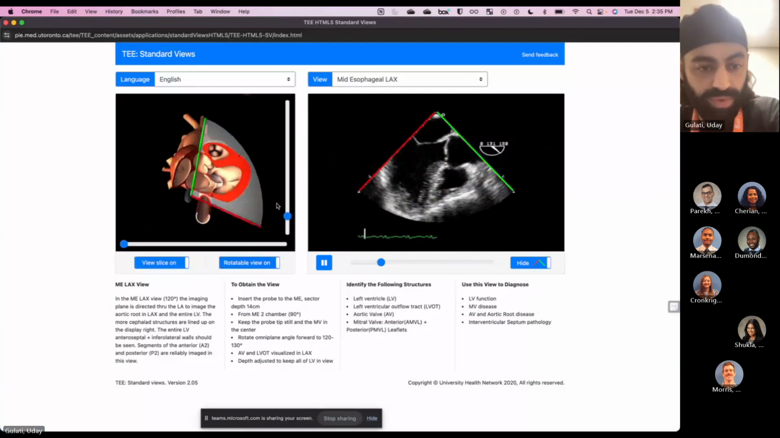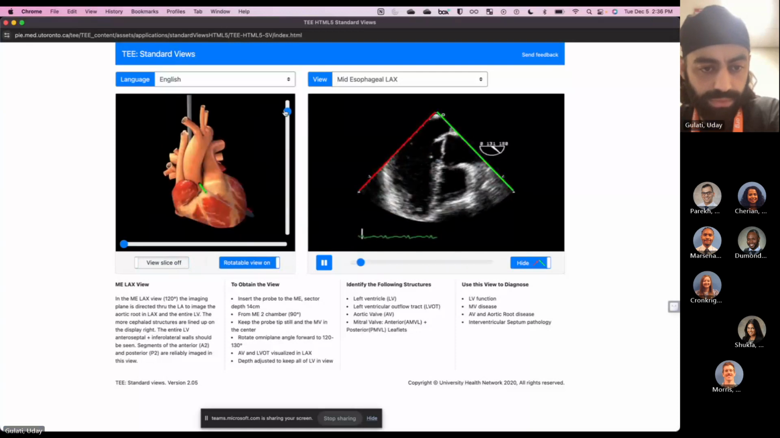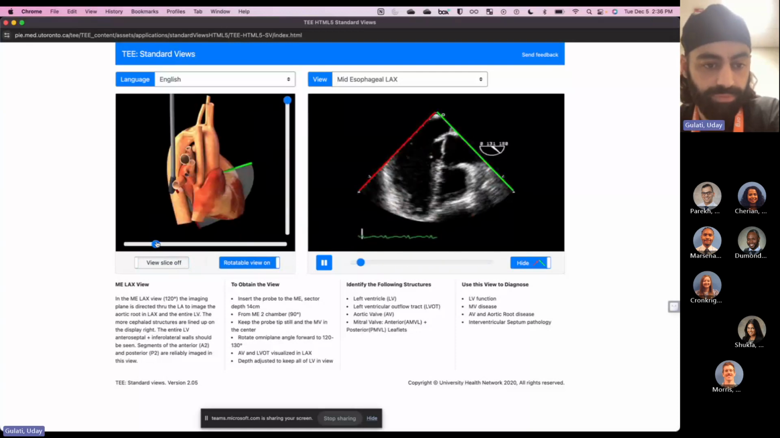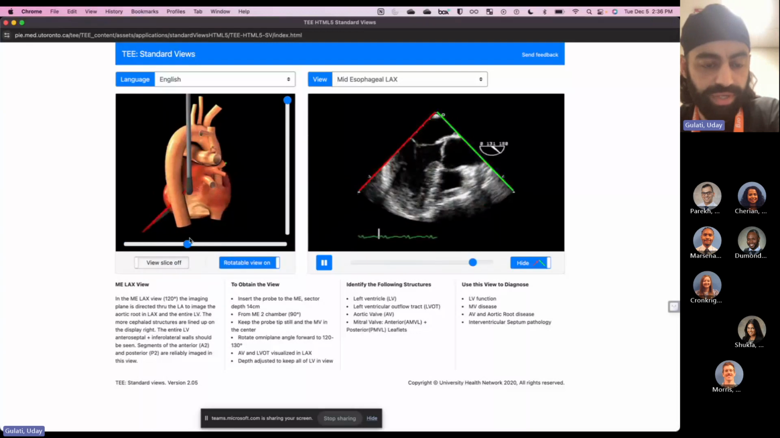So once again, hope I'm not making anyone dizzy. The probe is behind over there, and all you're doing is, remember that the green was initially over here. So if you're going to rotate it, you go past 90 all the way here, and then a little more, up to 130. Cool? Like 120 to 130.